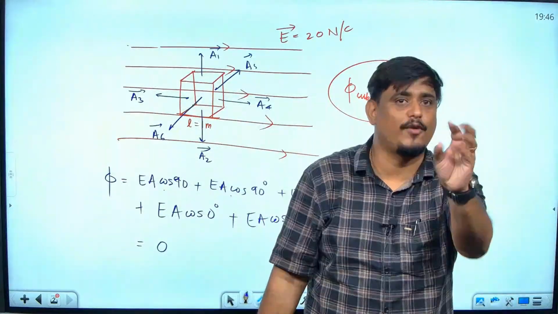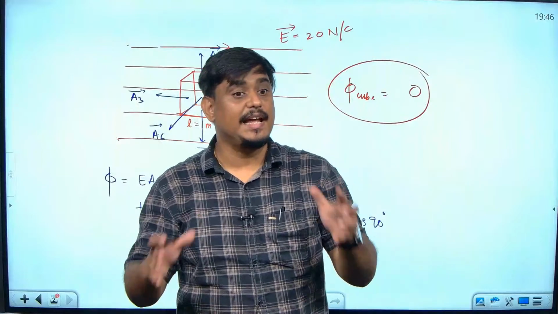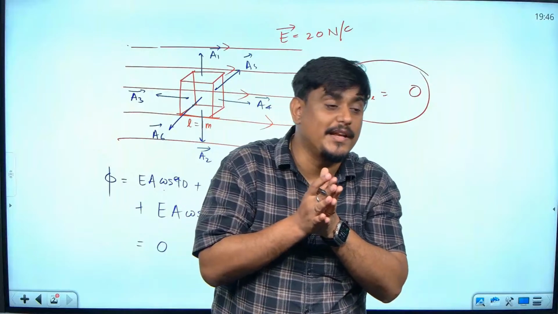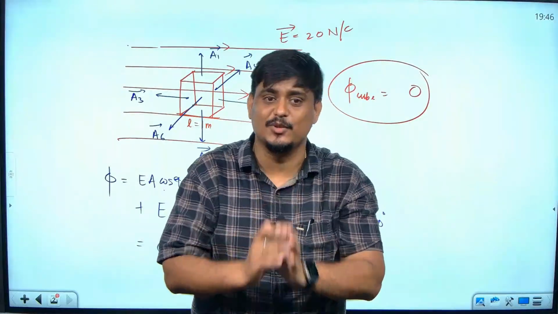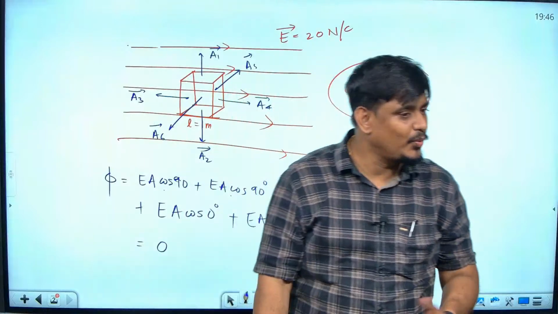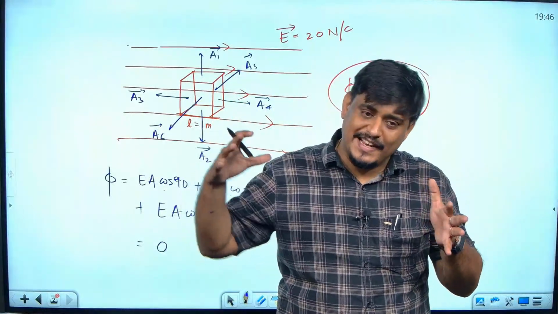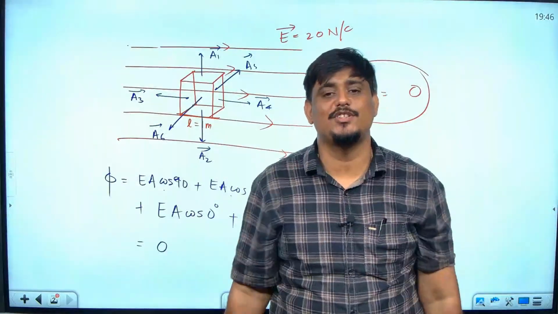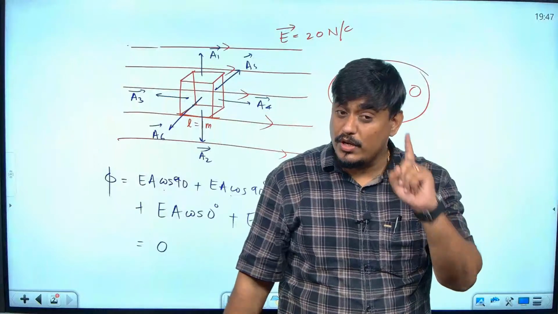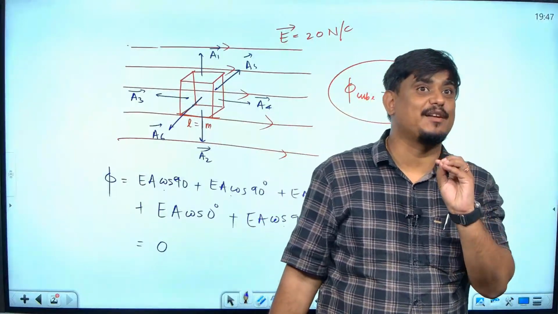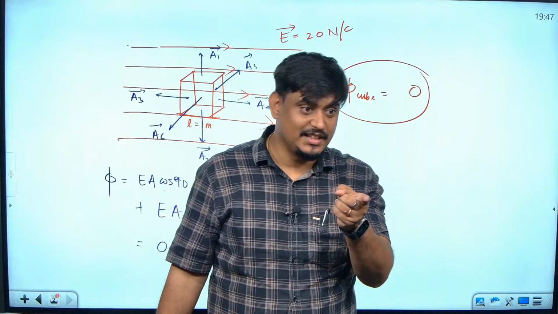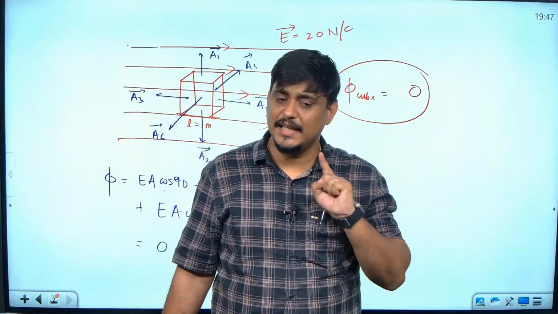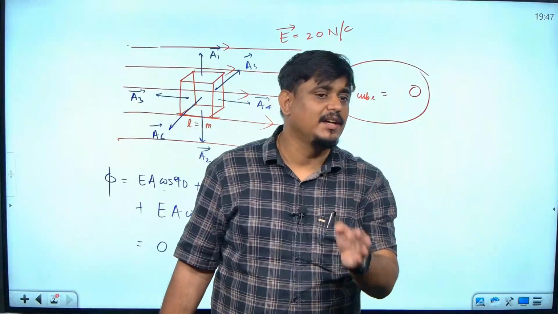For your information, any symmetric object, any object for instance, if it is kept in uniform electric field, flux through it will be 0. You know why? Because total electric field entering and total electric field exiting are same, electric flux is going to be 0. Applicable only for uniform electric field, mind my words, not a non-uniform electric field. If electric field is uniform, then any shape kept inside will give 0 electric flux.